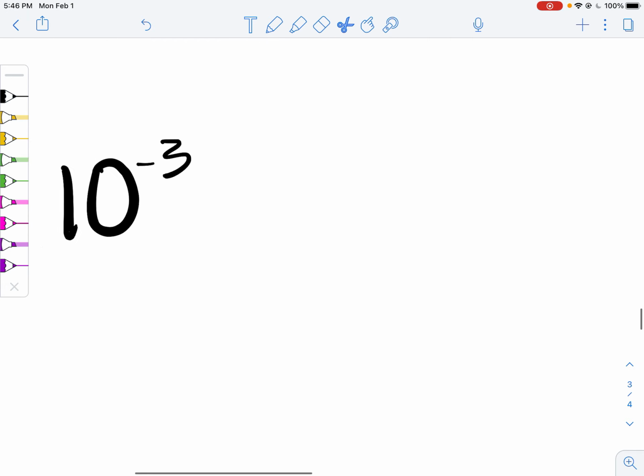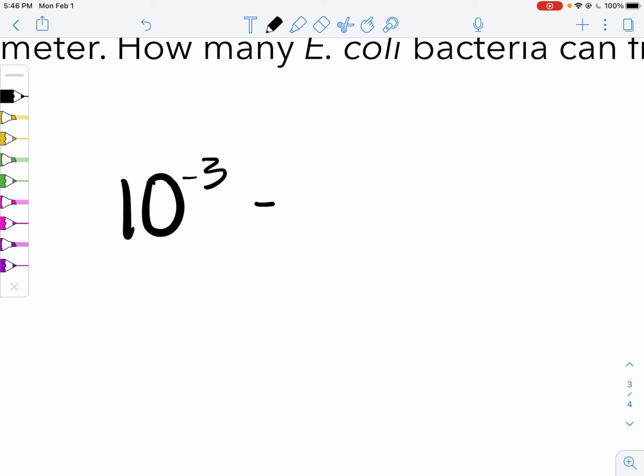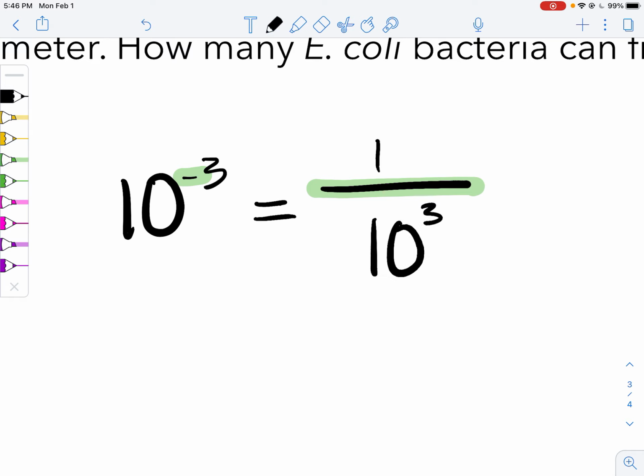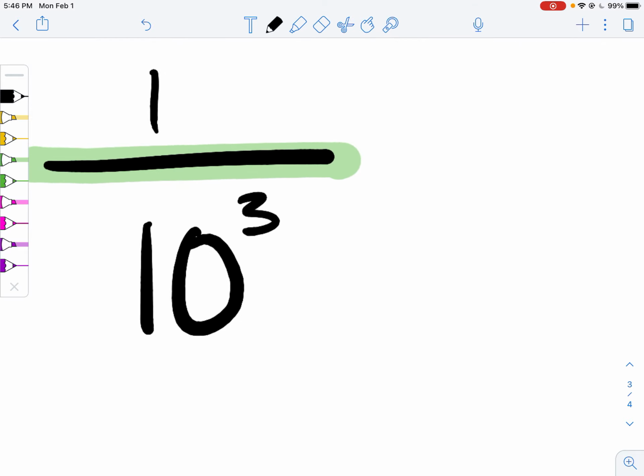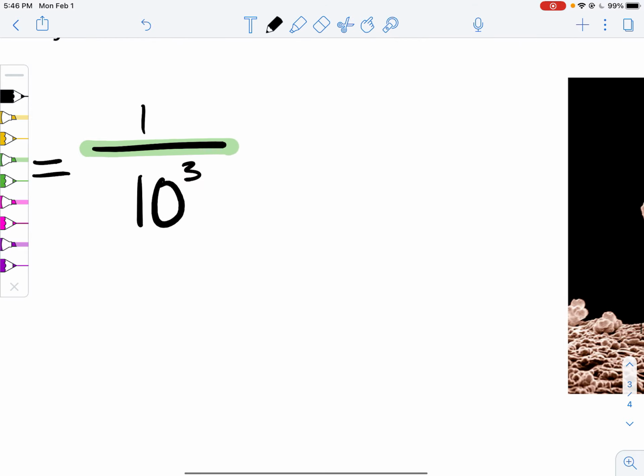Well, that looks gross to me, but I know a better way to write that. I take my negative exponent, and that's just the same thing as 1 over that expression, because the negative converts itself into a fraction bar. So that's 1 over 10 cubed. I know that looks better, but I still don't know what this means. Fortunately, I know what the third power means.